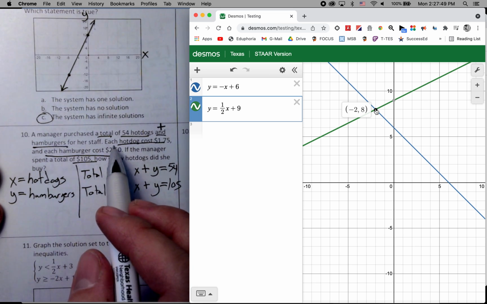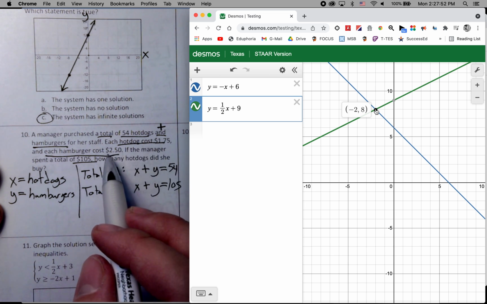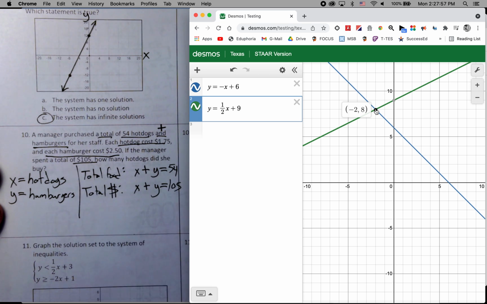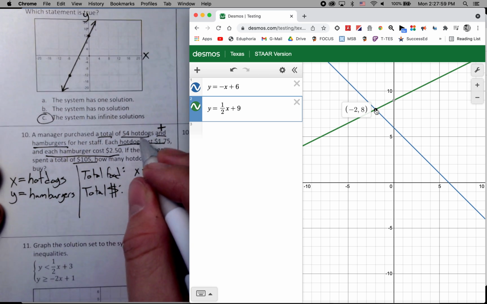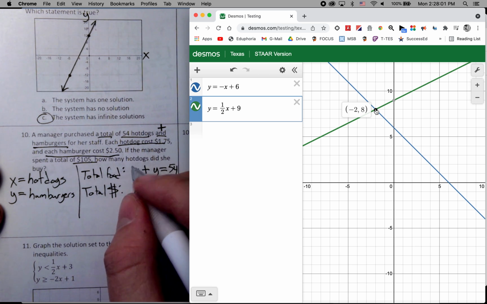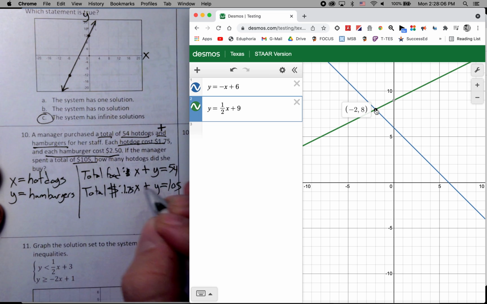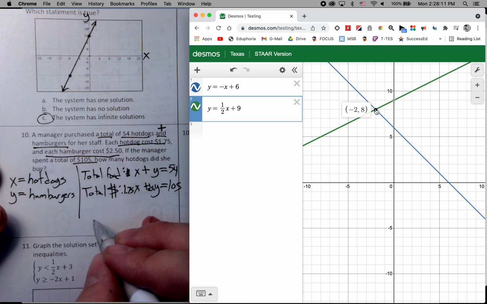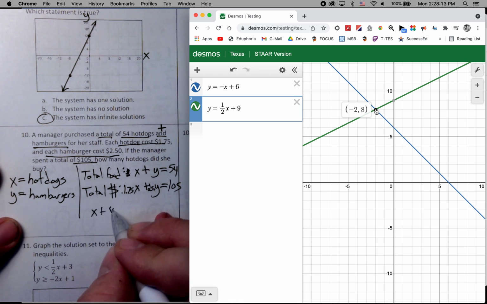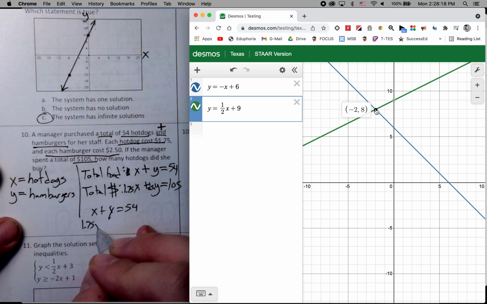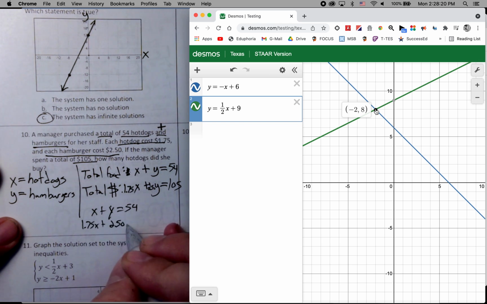Now, I have some additional information. If you notice, these things have dollar signs next to them. The money goes with the money. So the hot dog is X, so it's going to be $1.75, and this one's going to be $2.50. Running out of room, so I'm going to rewrite this: X plus Y equals 54, and then 1.75X plus 2.50Y equals 105.